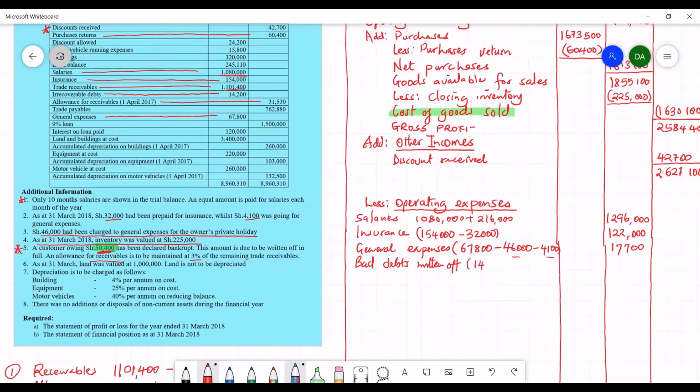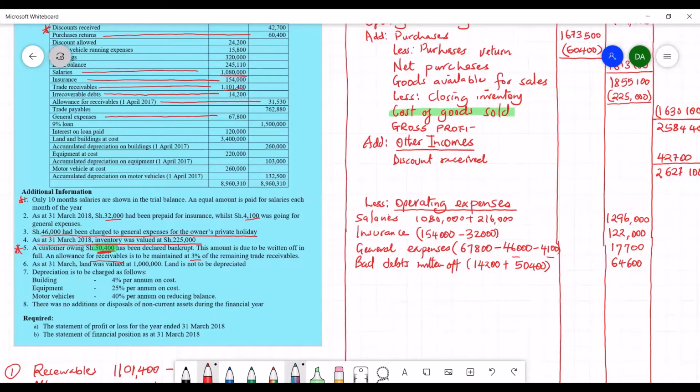So we start with 14,200, which is irrecoverable debts, plus the one to be written off, which is 50,400. So we add these two, 50,400 plus 14,200. That should give us 64,600. That is the total expenditure for bad debt. Provision for bad debts, we have confirmed that there is no increase, and therefore, if there is no increase, there is no expense for provision for bad debts.